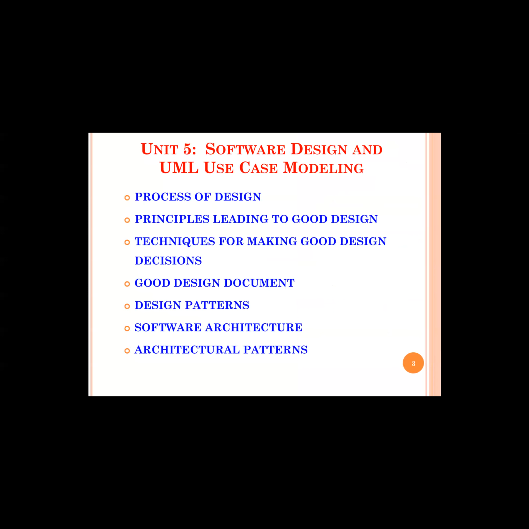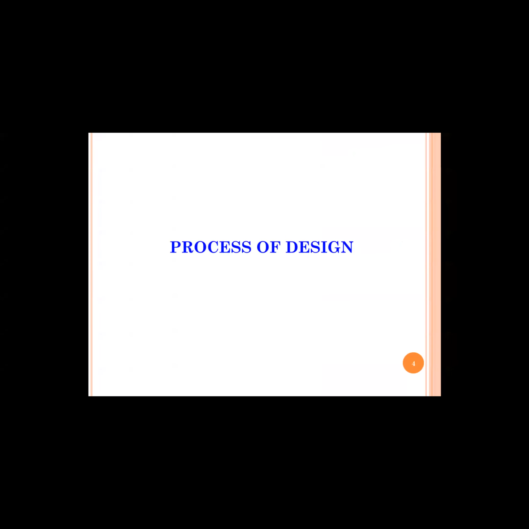So the next part we will discuss software architecture. What are the different types of software architectural models available, and how the models can be applied according to the domain and application context. Then we'll discuss architectural patterns, the various architectural patterns that can be used for any given domain application. So the first topic is process of design.